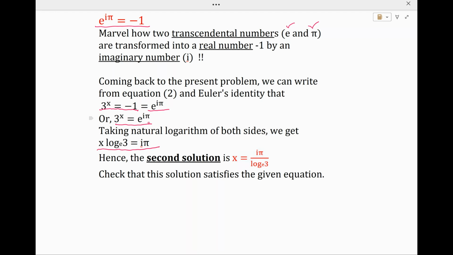Because on the right hand side, it is e to the power of i pi, and if you take the natural logarithm of that, it becomes only i pi. Hence, the second solution is x is equal to i pi divided by logarithm of 3 to the base e, or the natural logarithm of 3. Check that this solution satisfies the given equation.